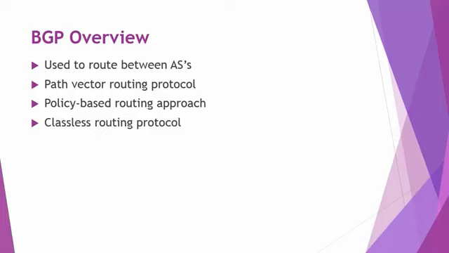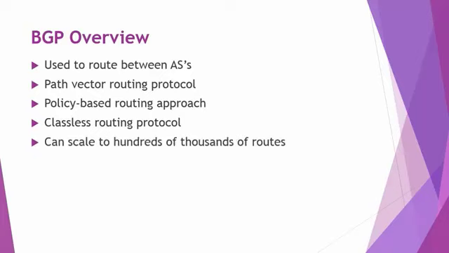BGP is a classless routing protocol, and it supports VLSM and summarization. While IGPs can scale to thousands of routes, BGP can scale to hundreds of thousands of routes, making it the most scalable routing protocol ever developed.